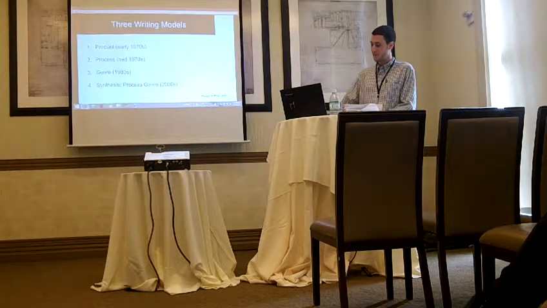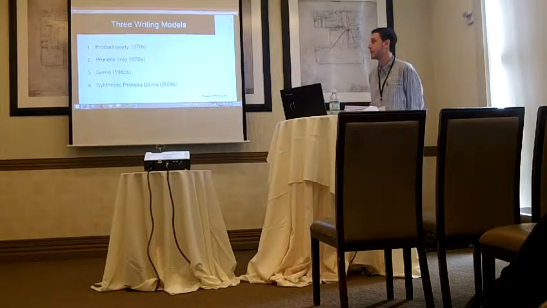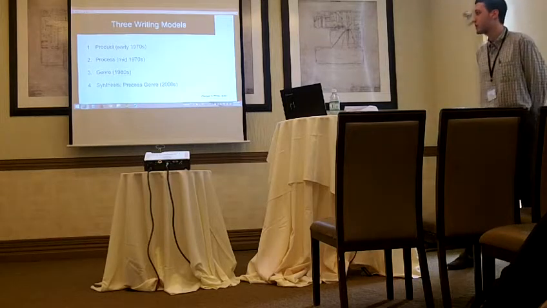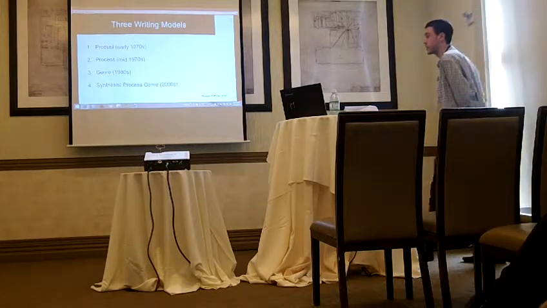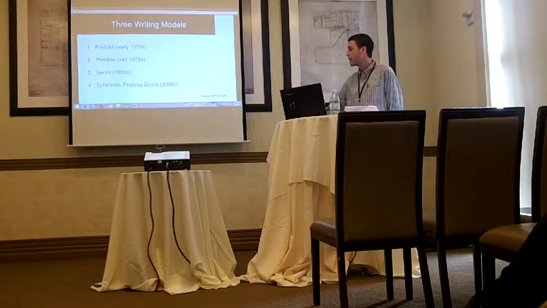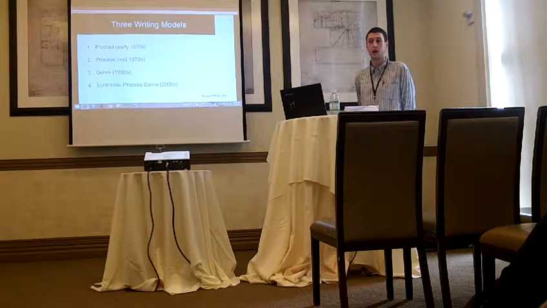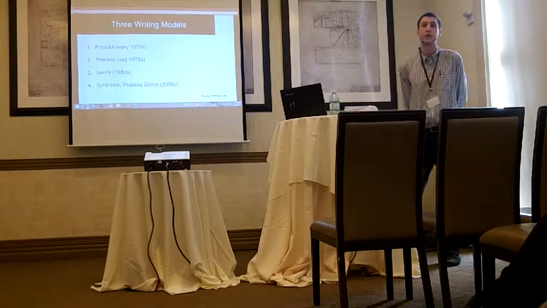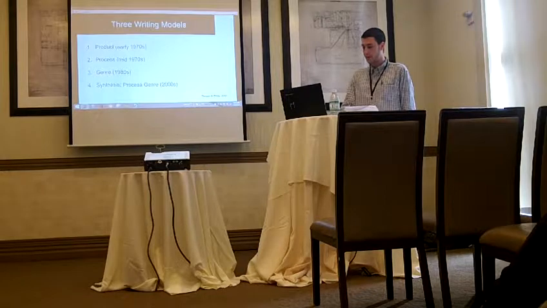So here we go. 3 writing models. This is the start here. The product model started in the early 1970s. The process model was a response to that. That started in the mid-1970s. Genre came about in the 1980s. And then what we'll be really focusing on after I go through, establishing the context for this, is the process genre model in the 2000s. And that was established by Badger and White, who coined that term and looked at that.